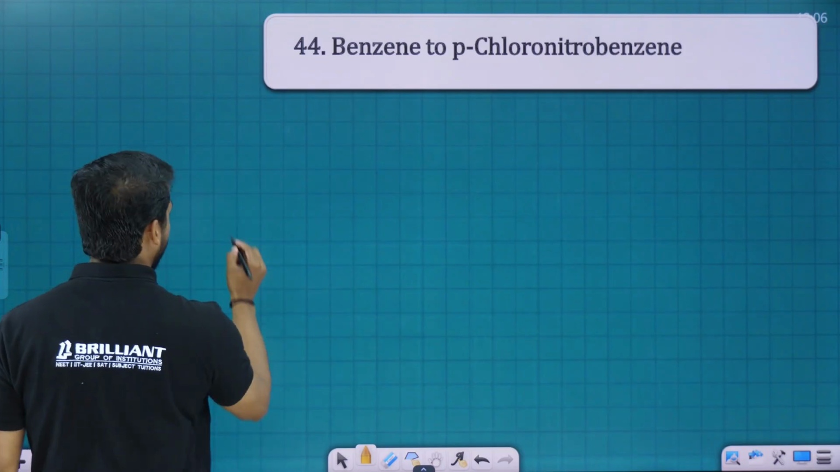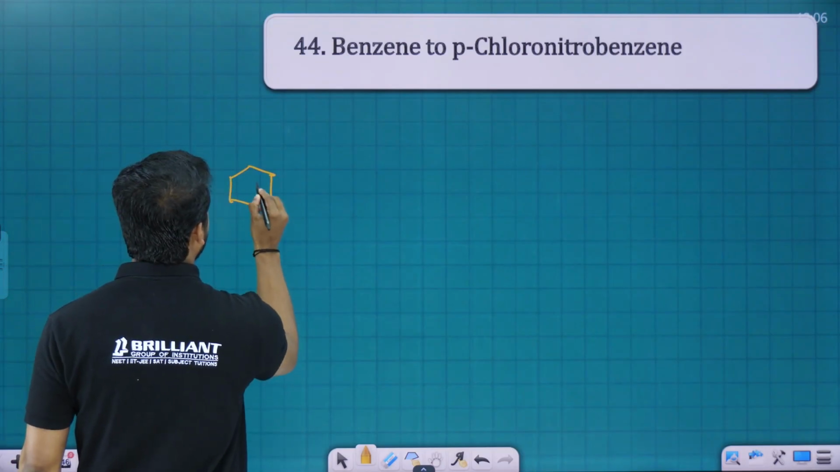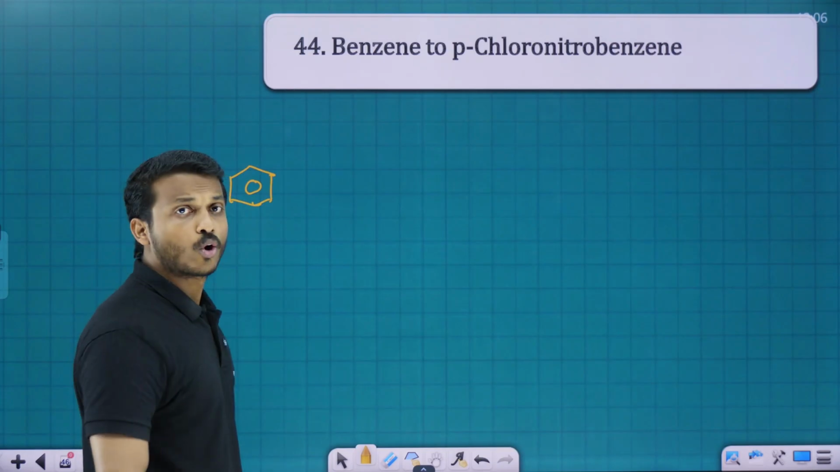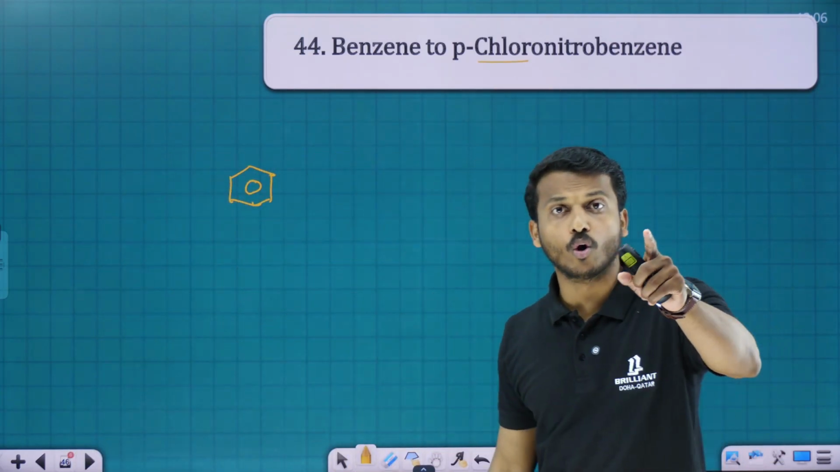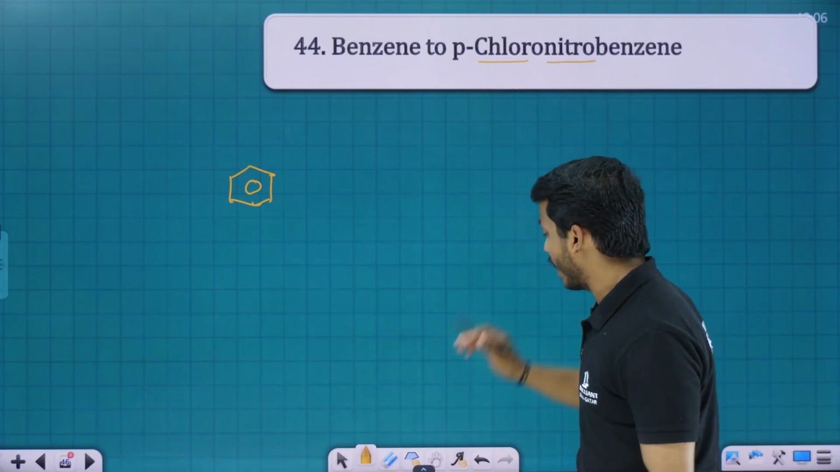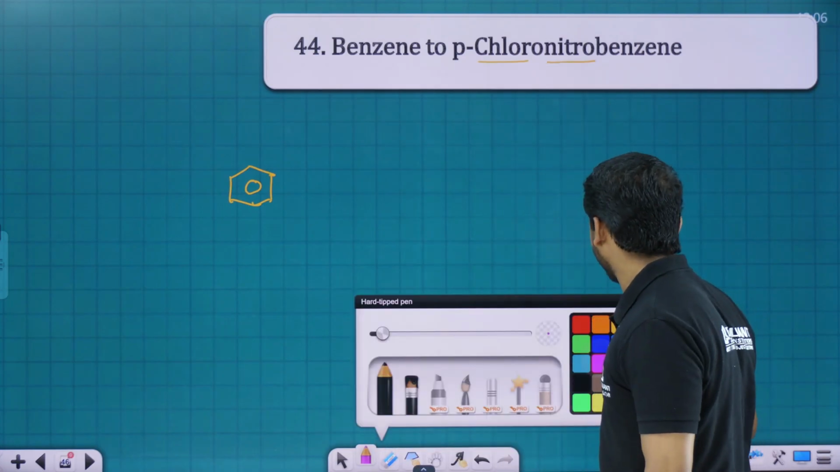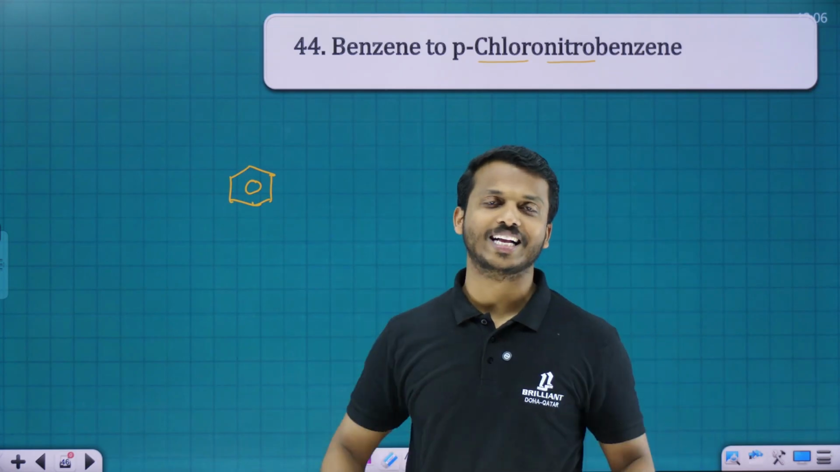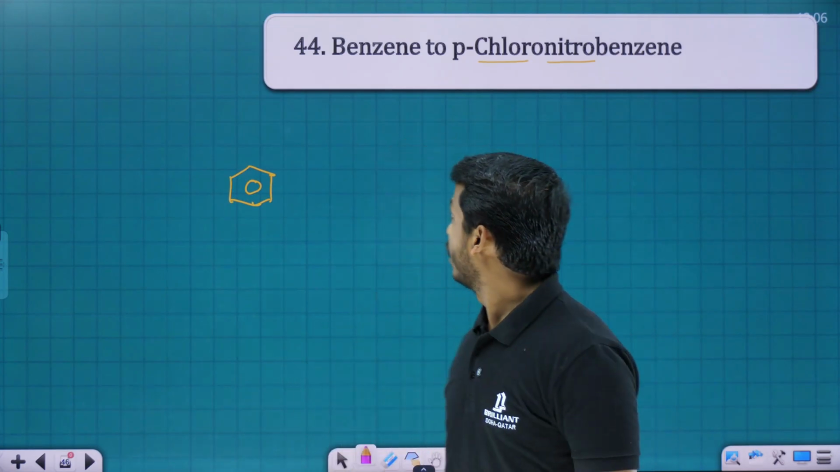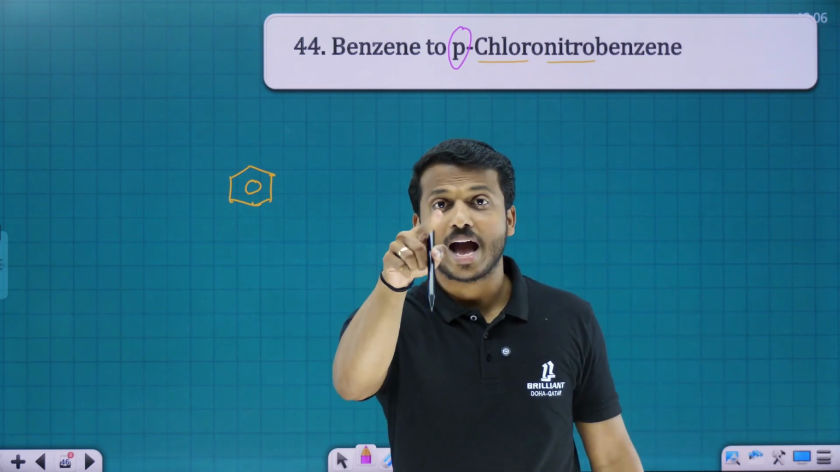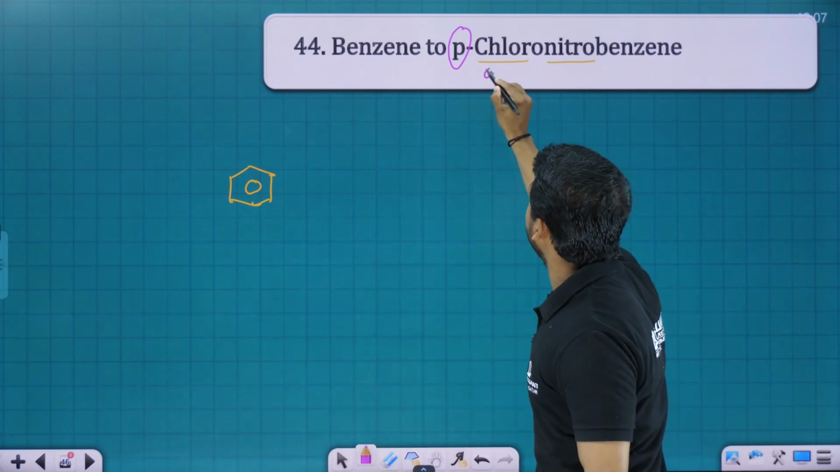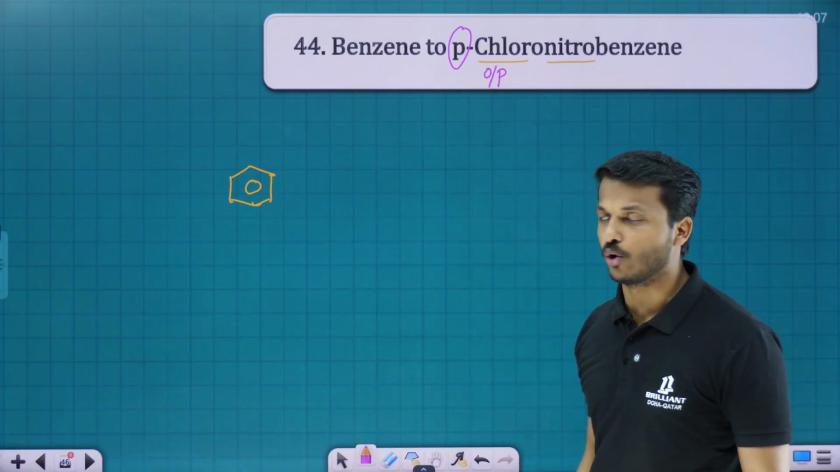Next one. How will you convert benzene to para-chloronitrobenzene? If you want to get chlorine, you have to do chlorination. If you want to get nitro, you have to do nitration. But which will you do first? That's the question. We studied in class. What kind of product do you want? Para, right? You know, chlorine is an ortho-para directing group.